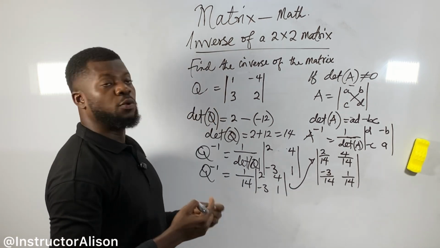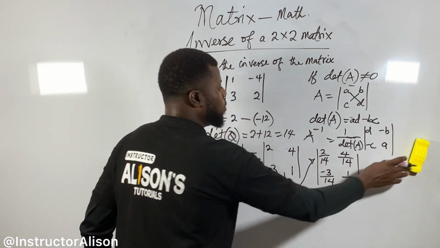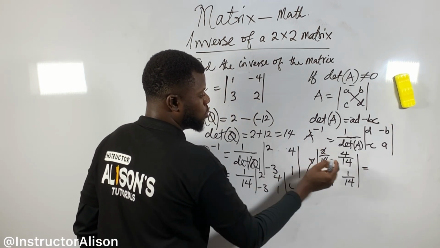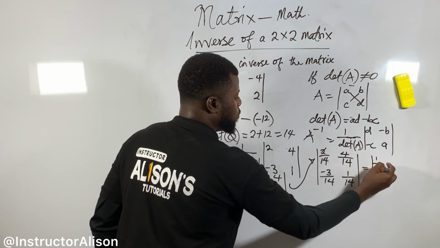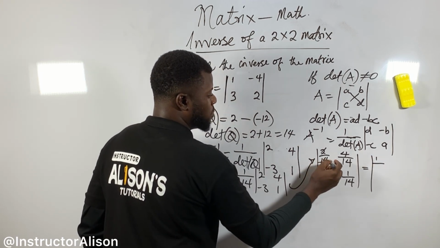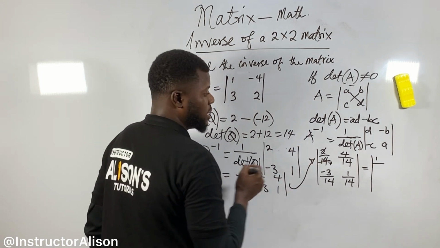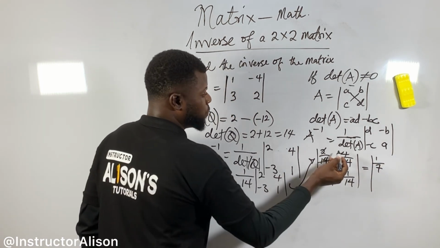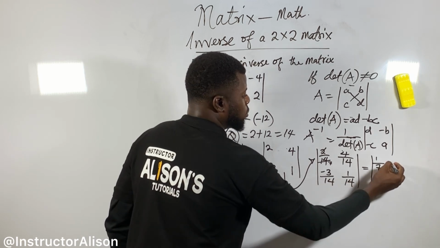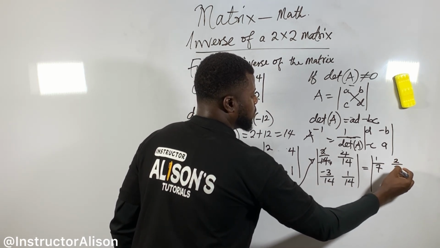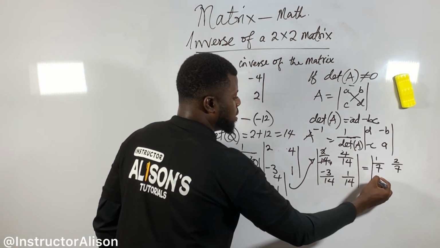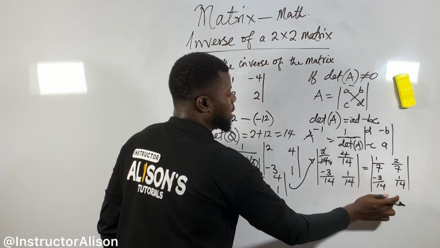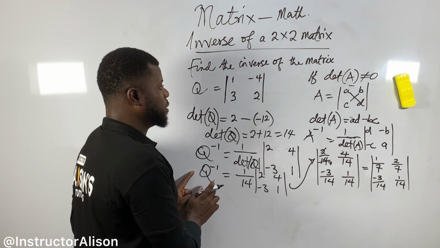But if you want to break down anything, you can. If you see that 2 goes into 14, 2 goes into itself once, and into 14 seven times, so 1 over 7 goes there. 2 can still go into 4 and 14, which will give you 2 over 7. This one will stay the way it is, then 1 over 14. This is the answer, the inverse of this matrix Q.